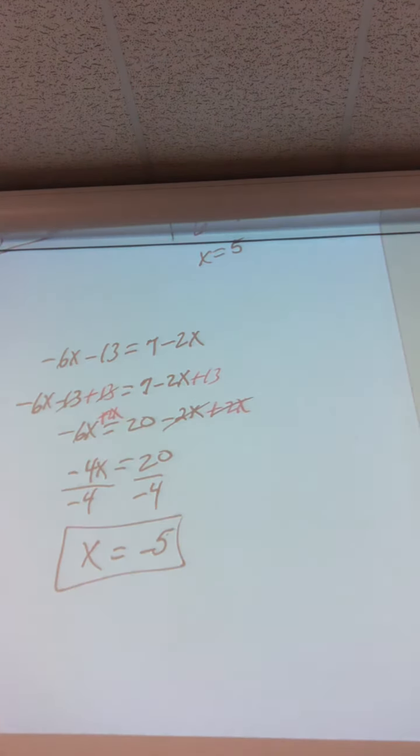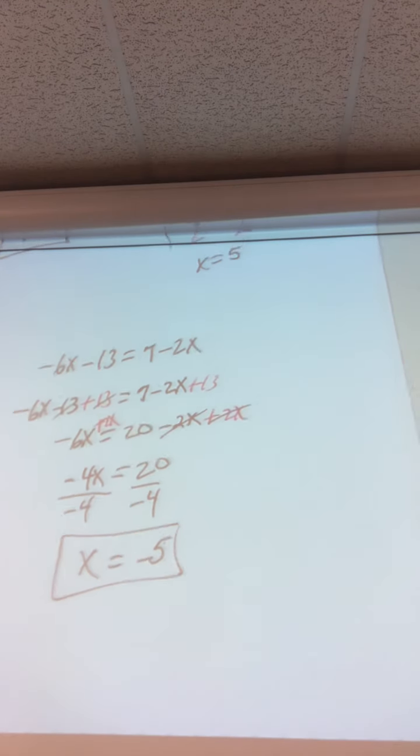Okay. Now, I mentioned to you earlier, I'm going to show you this with the two-step problems. I mentioned to you earlier that sometimes in mathematics, not every problem has a solution. And then there are some problems where every single number works. Let me show you an example of those two problems. Let's suppose I had this right here. 3x minus 2 equals 3x plus 8.